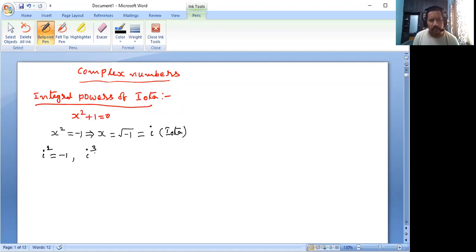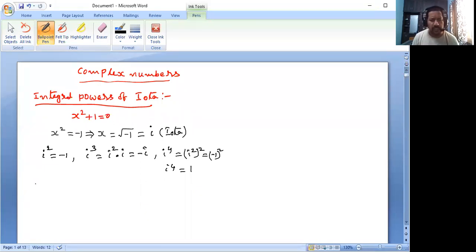Then what is i cube? i cube means we can write i square into i. i square value is minus 1. Minus 1 into i, that is minus i. Then what is i power 4 value? i power 4 means we can write i square whole square, that is equal to minus 1 whole square. That value is 1. So when i power 4 multiples are there, that value should be 1.